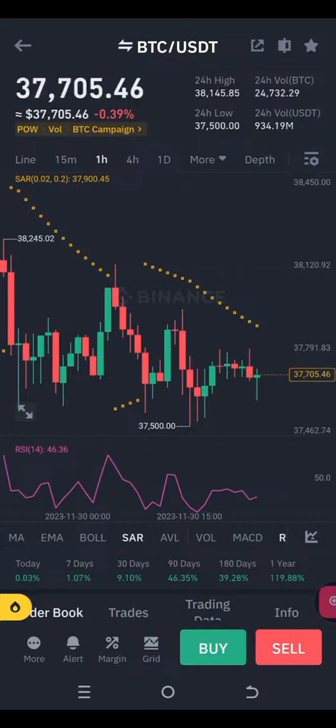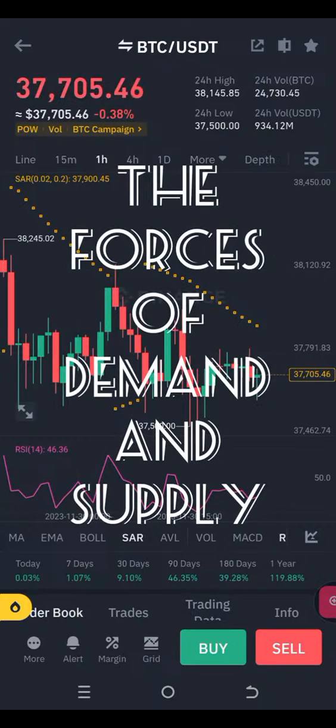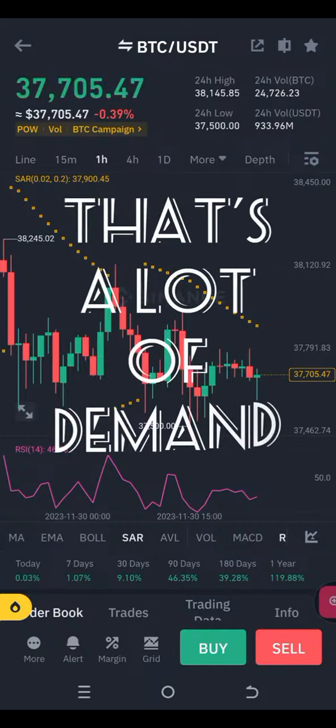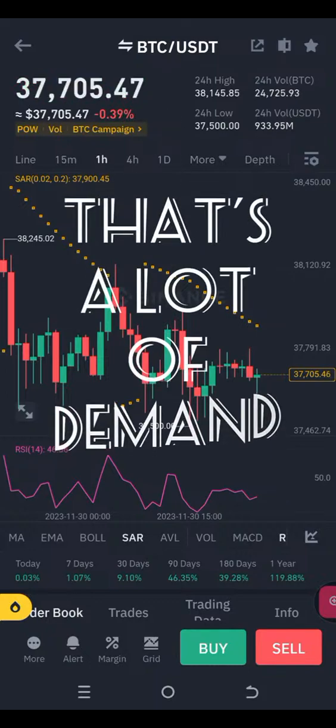So I'd rather tell you the truth up front. Let you know that this is a place formed by the forces of demand and supply. So, for instance, if a particular coin gets listed and a lot of people are buying it, that's a lot of demand. What will happen to it? The price will shoot up high.